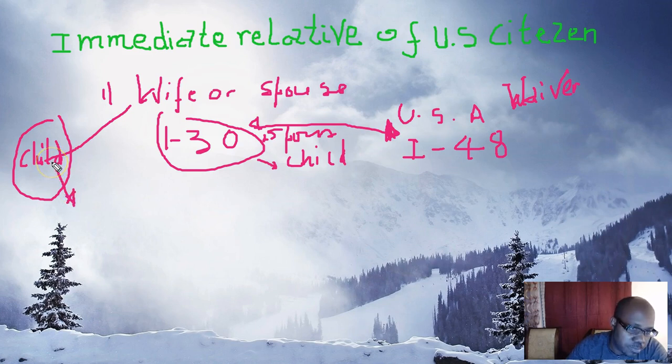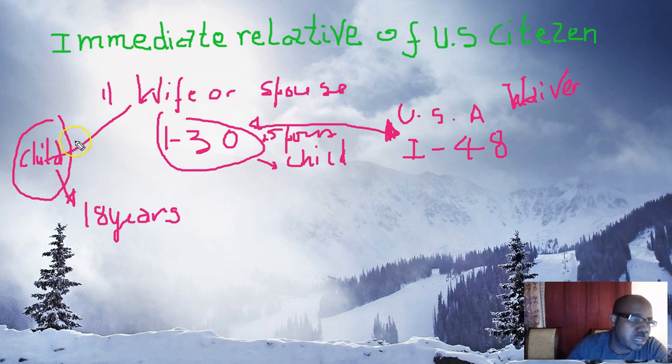This child, okay? If you marry a U.S. citizen, the marriage must occur before the child turns 18 years old. If your child is already 18 when you get married, the U.S. citizen cannot file an application for this child, okay? I'm talking about a stepchild.